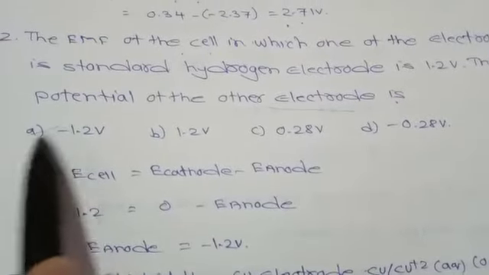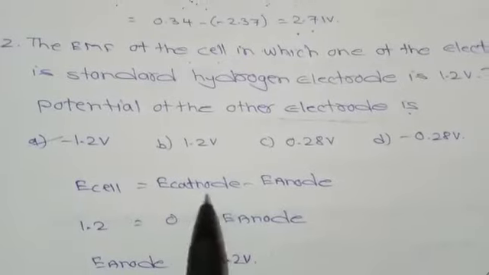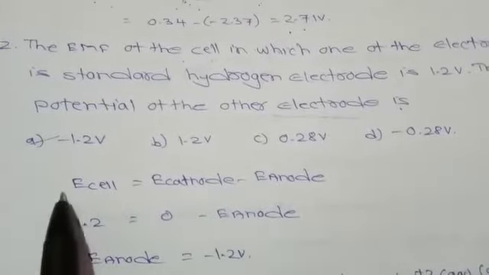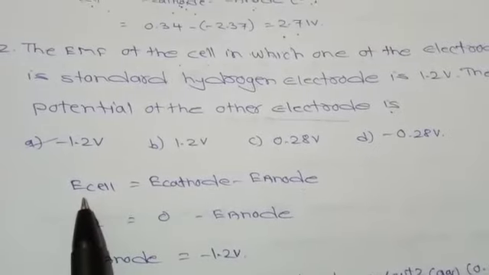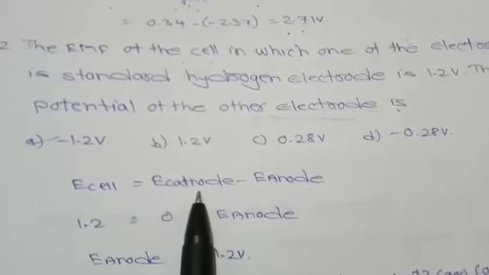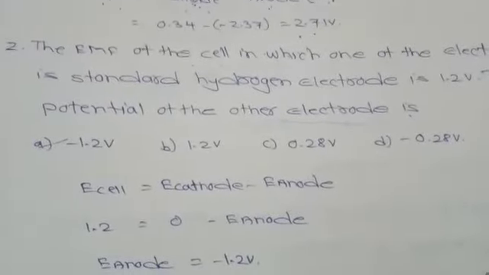Is it clear here? This is how we are going to use this relation, that is E cell equals E cathode minus E anode. This relation is very important. A number of questions have been asked. That is, total potential is equal to the potential of the cathode minus the potential of the anode. Is it done there? Now let's check one more problem here.